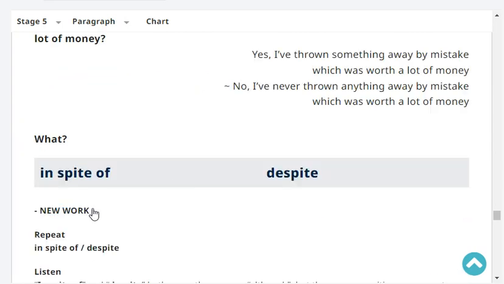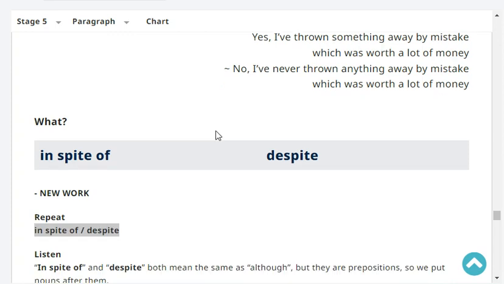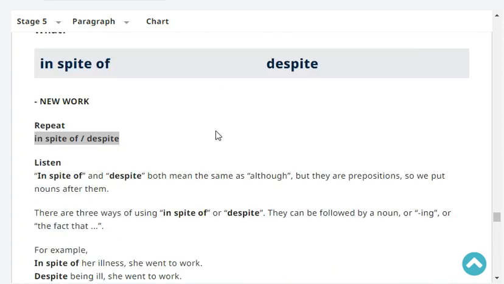Next, repeat. In spite of, in spite of, despite. Very good. Again, listen. In spite of and despite both mean the same as although. So in spite of, despite, although are the same. But they are prepositions, so we put nouns after them.